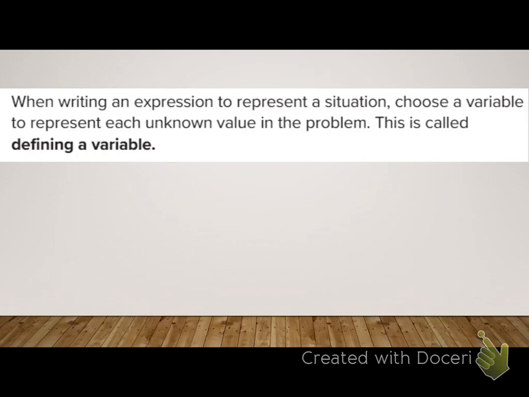When writing an expression to represent a situation, choose a variable to represent each unknown value in the problem. So, some problems you'll be given, and there will be some unknowns. We're going to do what's called defining a variable, where we assign each unknown thing a variable. Does that make sense? Sometimes the variable will be given to us. Sometimes we have to pick which variable we want to use. Everyone okay with that?